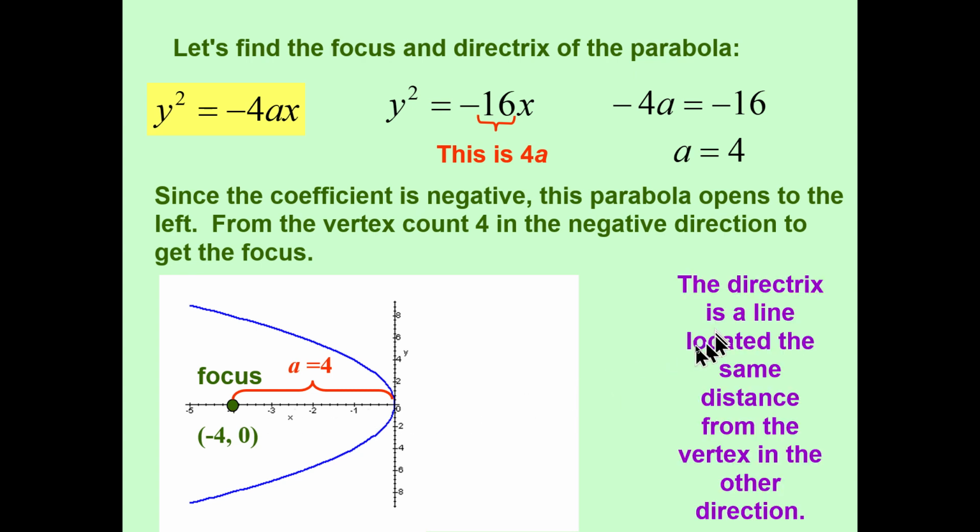The directrix is a line located the same distance in the opposite direction. So 4 units in the opposite direction will give us the directrix. That's our directrix here.